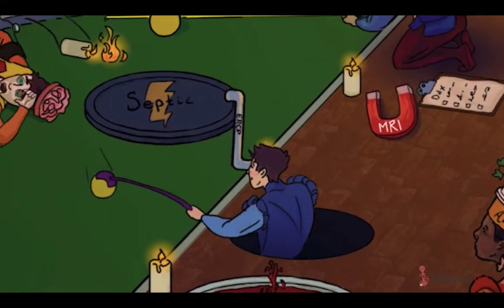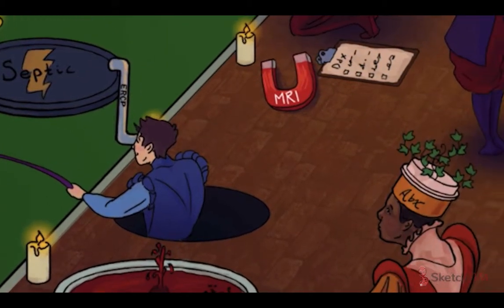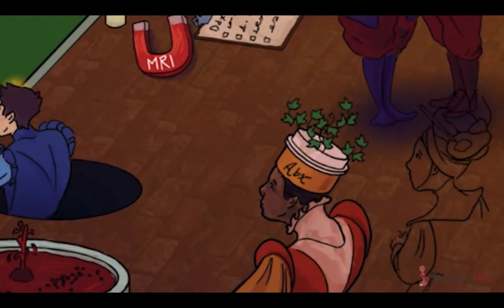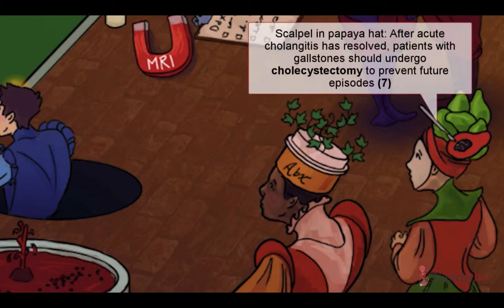As we saw previously, ERCP is both diagnostic and therapeutic. Specifically, the endoscopist will perform a sphincterotomy, which dilates the outlet of the common bile duct, extract the obstructing gallstone, and drain all that backed up bile, aka biliary decompression. After the episode of acute cholangitis has resolved, patients with gallstones should undergo cholecystectomy to keep it from happening again.